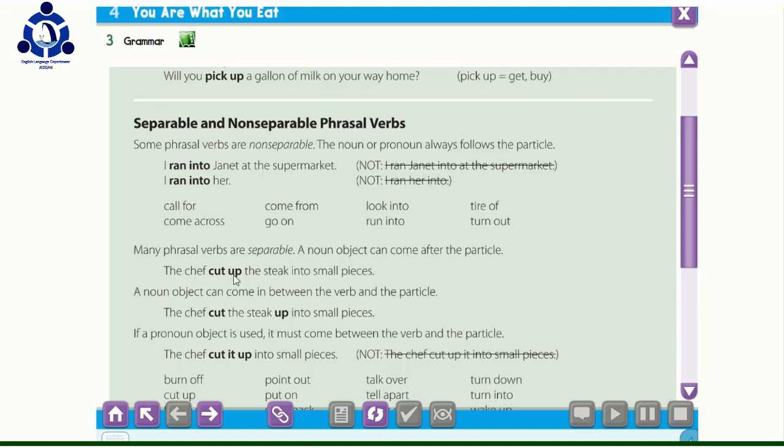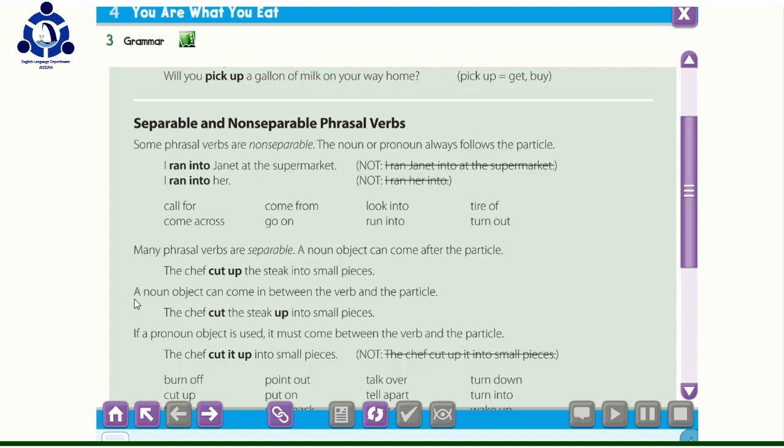So where is the object? The steak. Okay? Look at this, a noun object. So this is a noun object that comes after the particle. So the chef cut up the steak into small pieces.